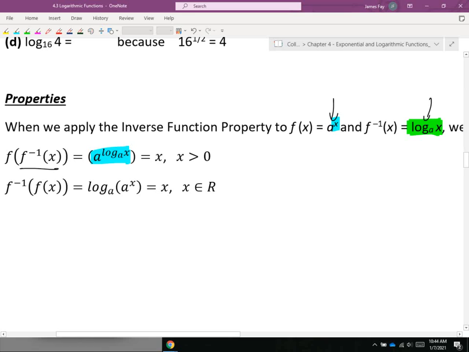Okay? This route here is now taking this blue one, a to the x, and plugging it into the x over here in the green one. And it gives this here. This, I think, is a little bit easier to think about. If I were to ask you in regards to what we know about logarithms already, what do I need to raise a to get a to the x?